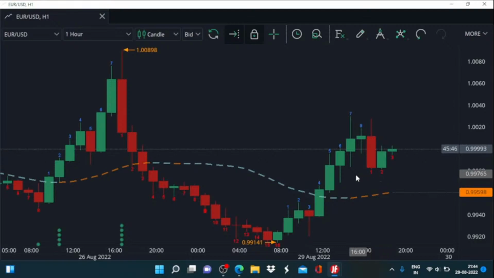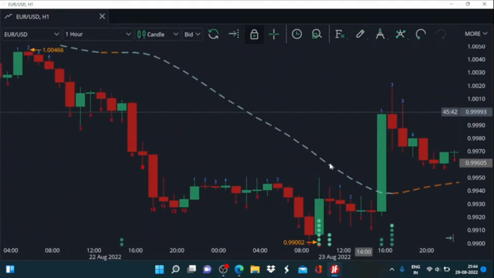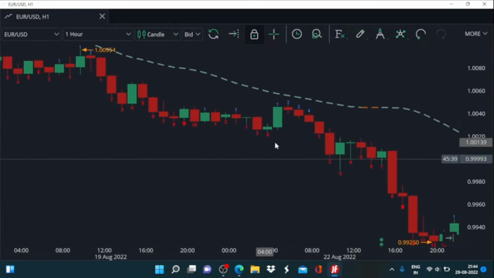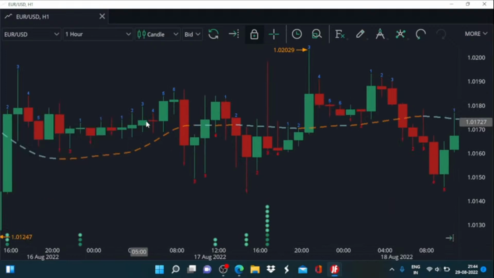Buy on dip strategy can be applied. So that is a possible use of this indicator. We can try to make the assessment of the trend, and we can then take the trades accordingly.